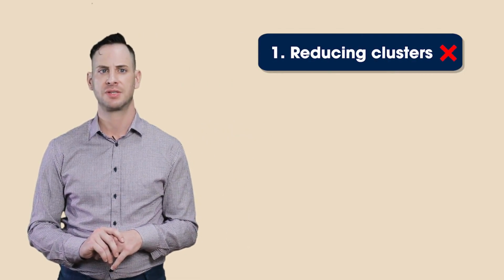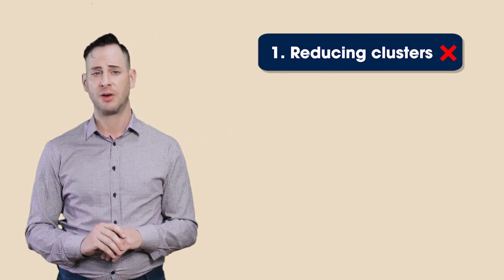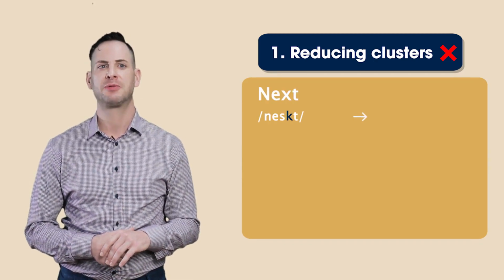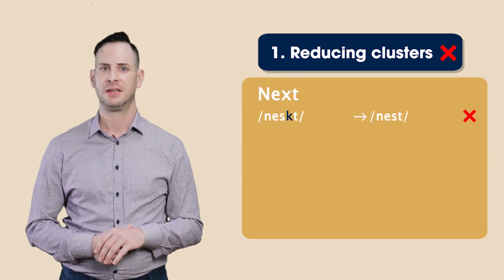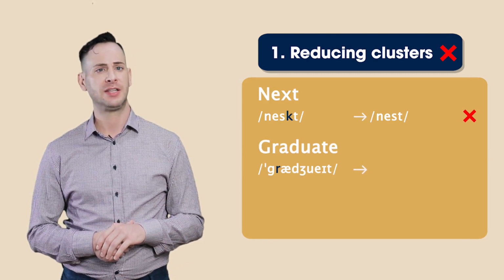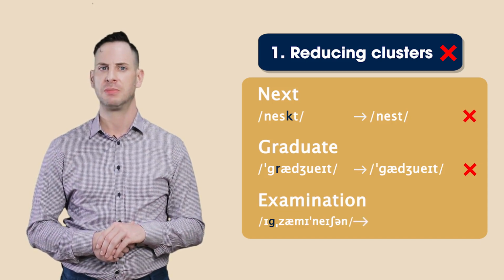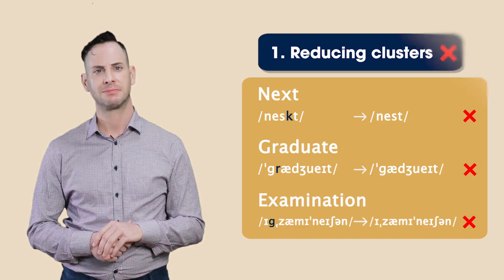One of the most common mistakes that speakers make when pronouncing consonant clusters is reducing the clusters. They tend to leave out a sound when speaking. For example, the word next could be pronounced as nest. They could pronounce graduate as gaduate, and examination as examination.